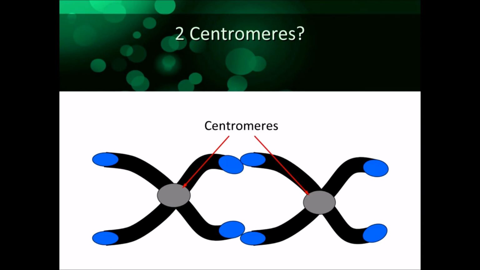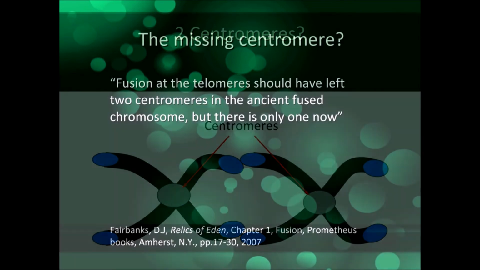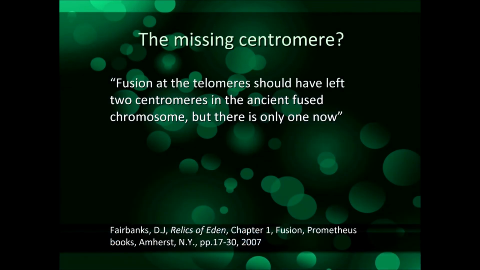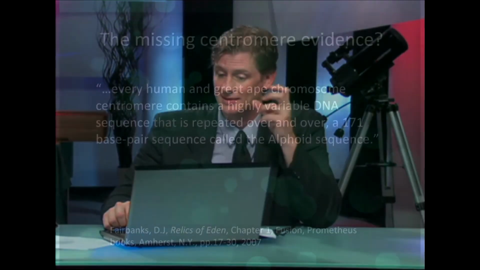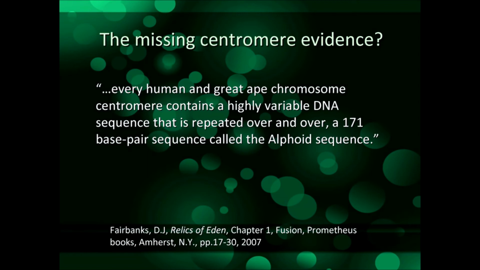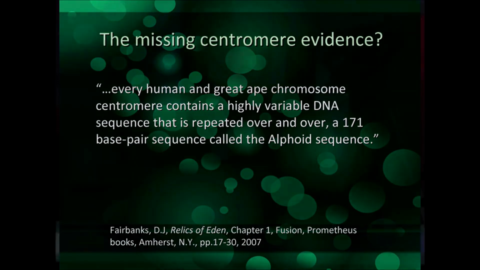So that's the telomeres. Now what about the centromeres? There should be evidence that there are 2 centromeres, or used to be 2 centromeres. But what they admit is that it should have left 2 centromeres, and there is only 1 now. The reason they said there were centromeres is that every human and great ape chromosome centromere contains a highly variable DNA sequence that's repeated over and over again. It's called the alphoid sequence, a 171 base pair sequence found in centromeres.